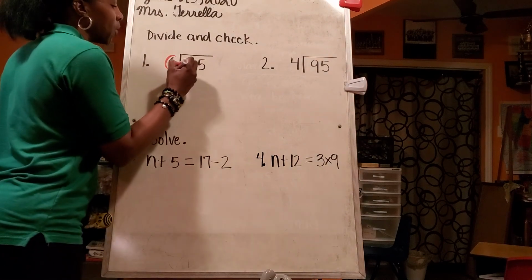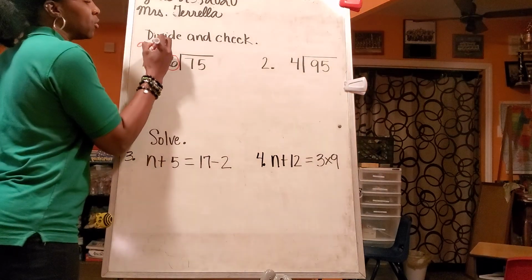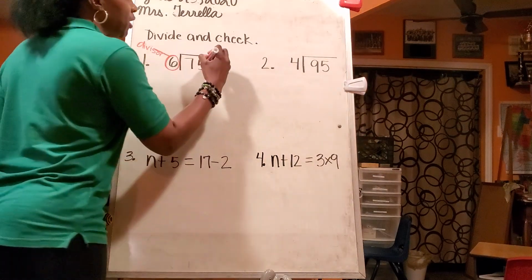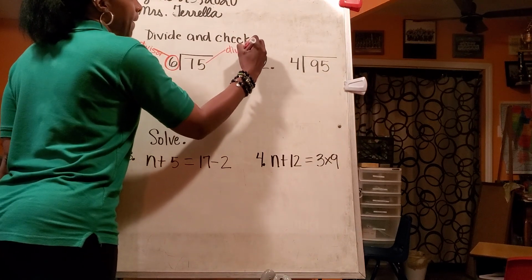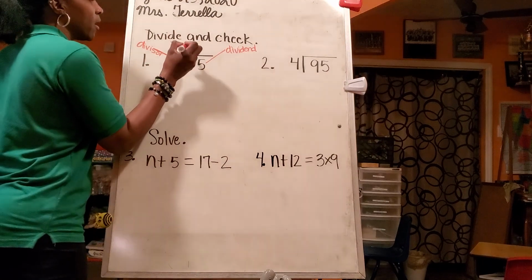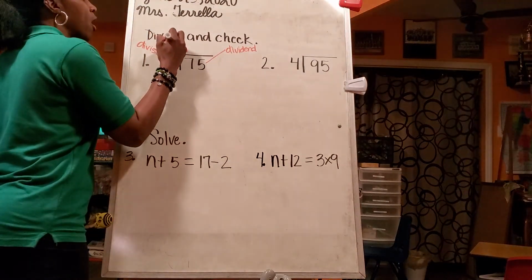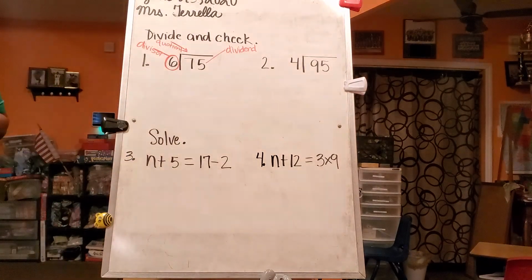So we should know that 6 is our divisor. He is what is going to do the work. And we should know that 75 is our dividend. And then what we get up here is going to be our quotient. So let's go ahead and let's go through this.